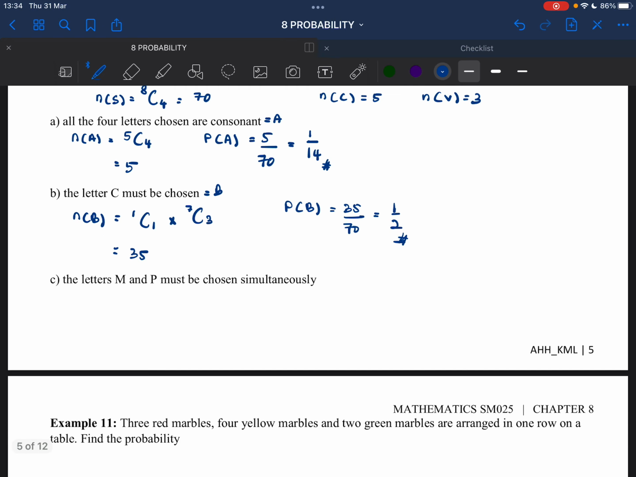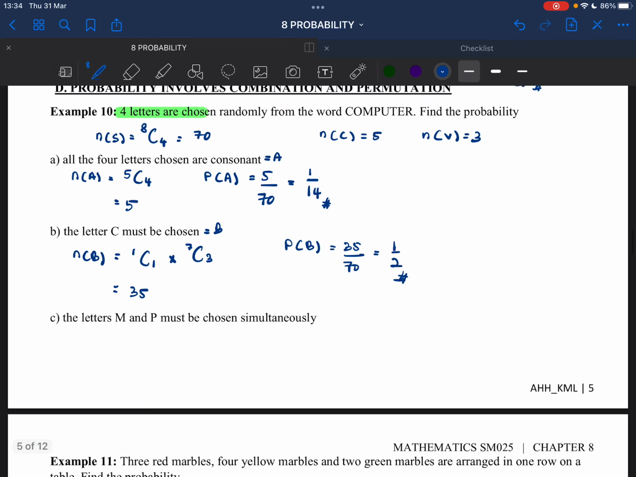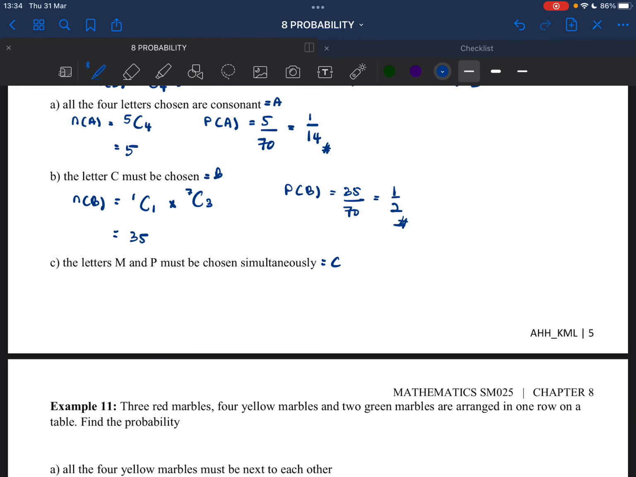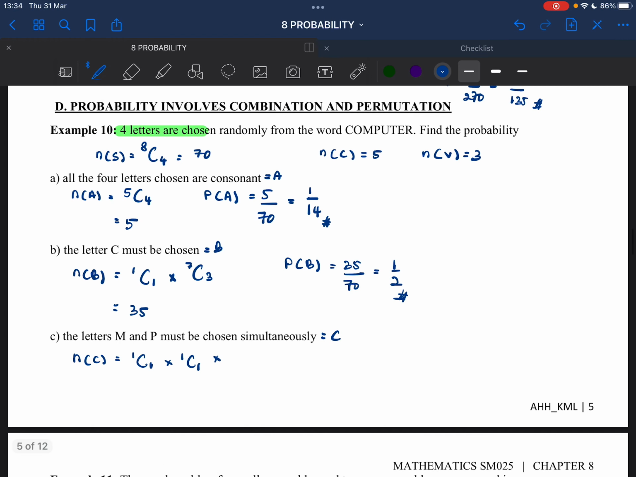Okay, so now the letters M and P must be chosen. So the same thing as the previous question. M dengan P tak ada yang repeated, so that is particular. Let this be event C. For event C, the number of C is 1C1 for letter M, 1C1 for letter P. So how many letters do you have here? Tolak M, tolak P. So you only have 6 more letters.